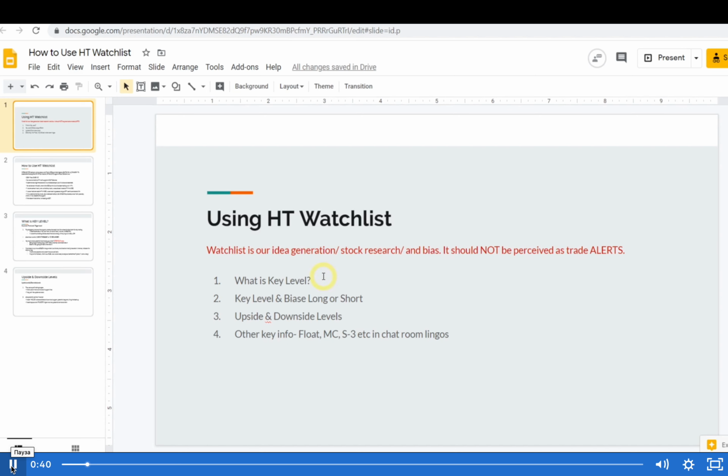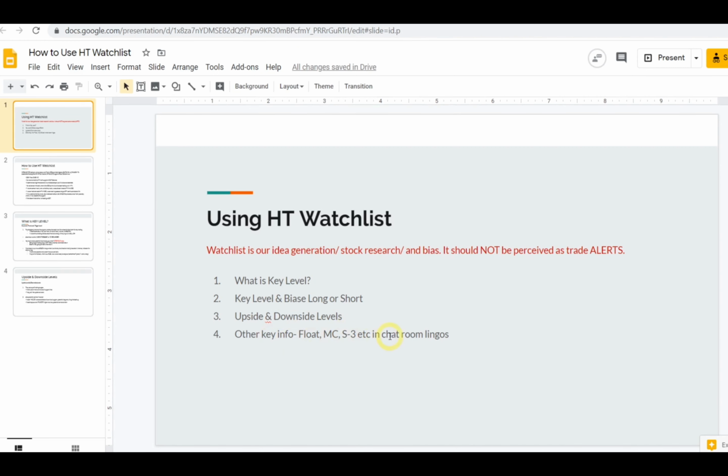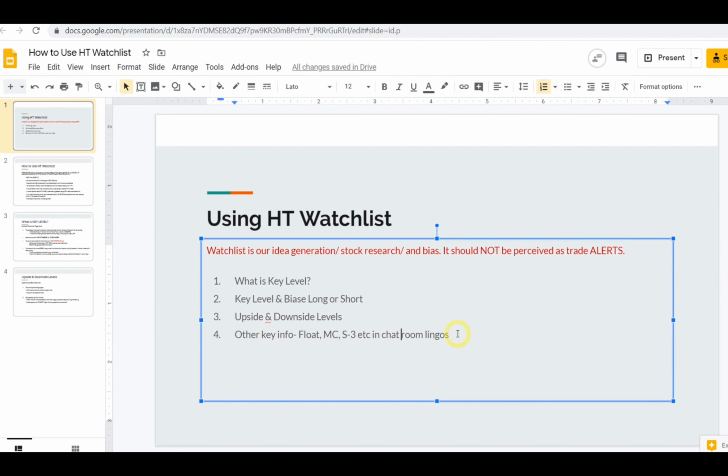We're going to go over what exactly is a key level, the key level and bias, long or short. We're going to talk about the upside and downside levels and all the other key information such as float, market cap, S3, etc. All this information is in chat room lingo. So we're going to focus on the levels today.